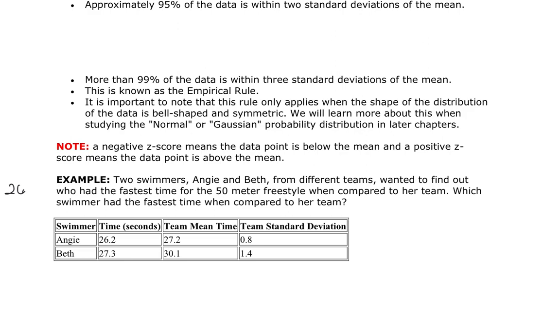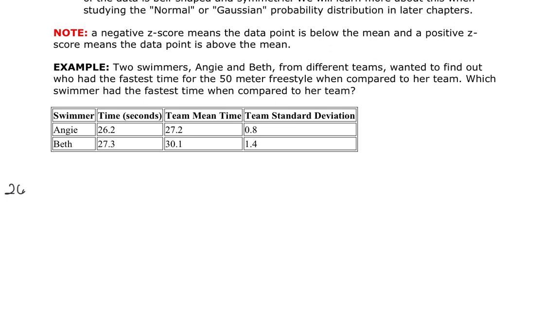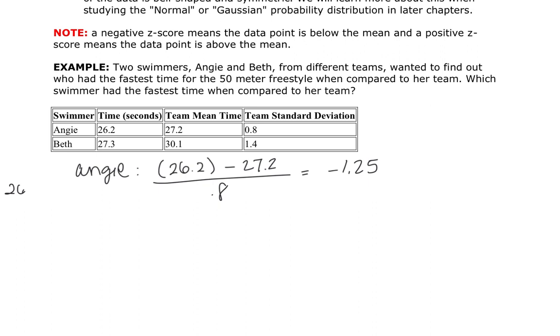Now, the way that we find the z-score, and these, of course, will be samples, is we're going to take Angie's first, and her score of 26.2, we're going to subtract off the mean, which is 27.2, and then we're going to divide by the standard deviation. When I get done, I get a negative 1.25. So she is faster, by the way, than the team, which we knew by just looking at it. She's more than one standard deviation faster because it is negative and it's below the mean, so it is faster. If it was positive, it would be above the mean. So she seems to be faster than Beth.